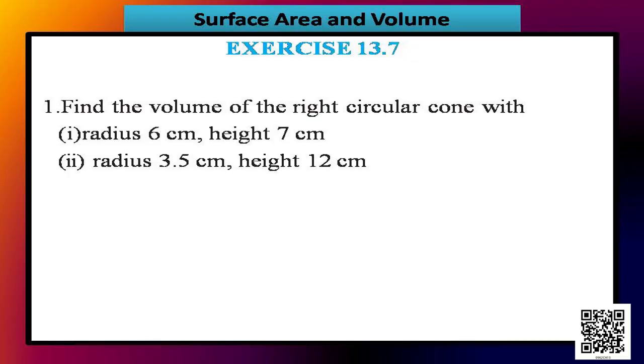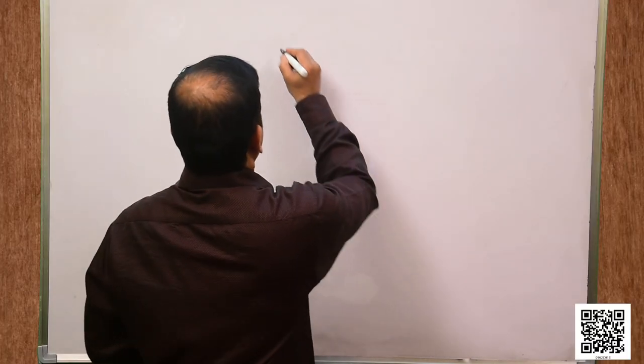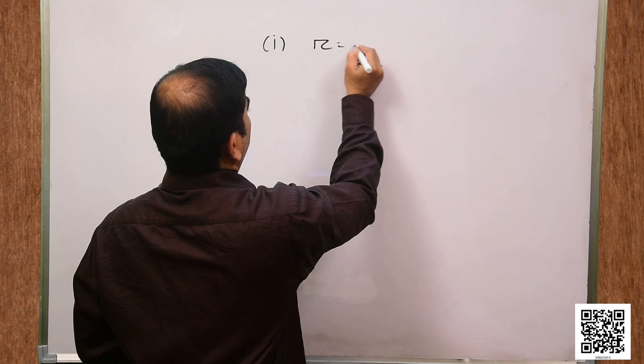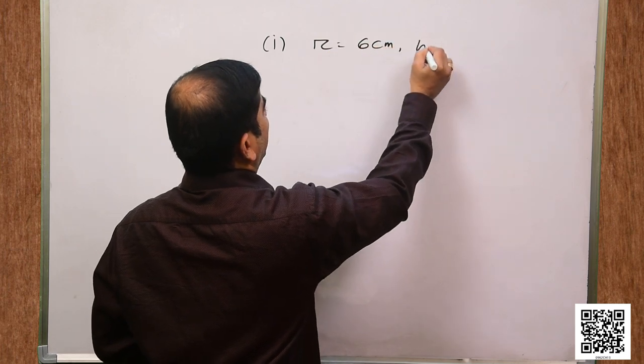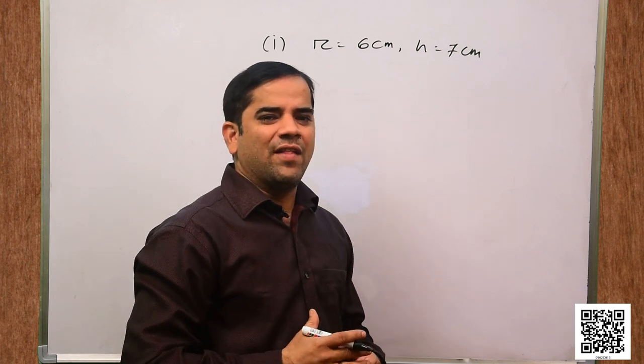What does it say? Find the volume of a right circular cone with radius 6 cm, height 7 cm and radius 3.5 cm, height 12 cm. Okay. So, let us solve the question. For part 1, what is the radius? 6 cm and height is 7 cm. So, r is equal to 6 cm and h is equal to 7 cm. And we need to find the volume.